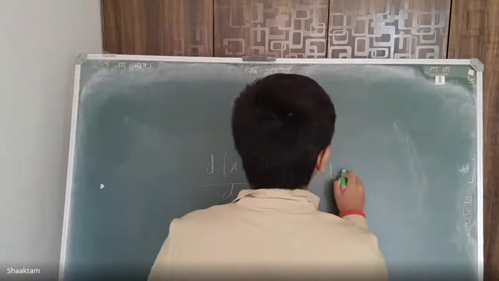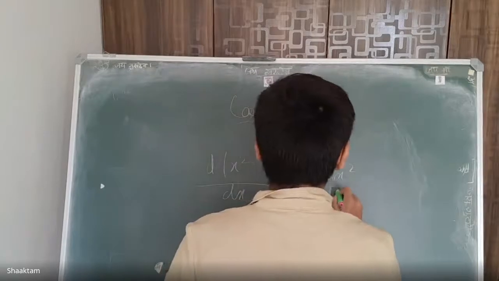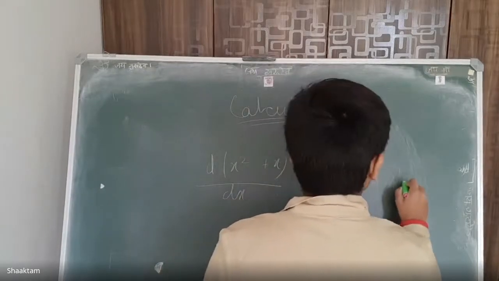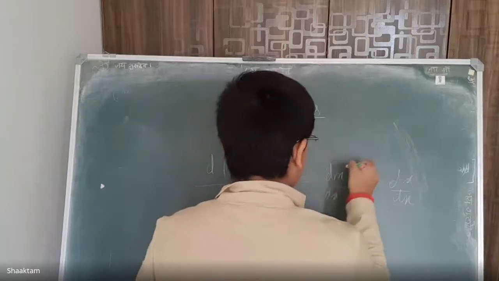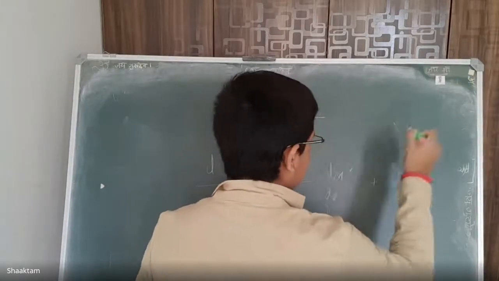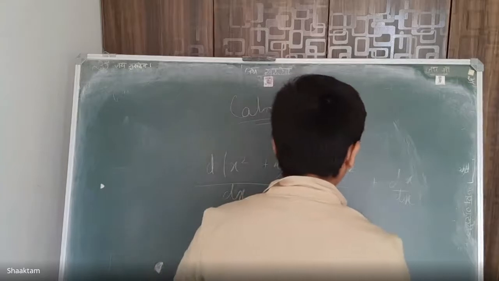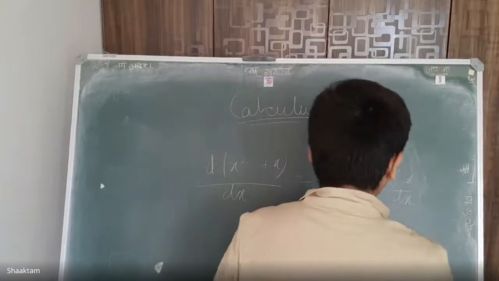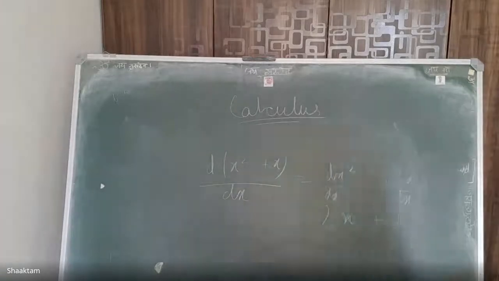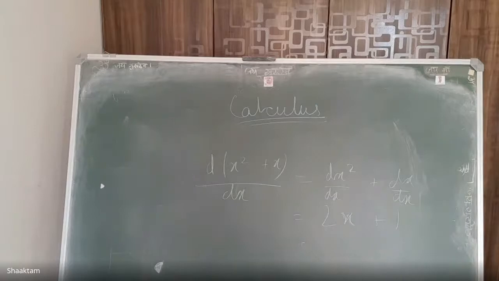So here also simply you do dx square by dx plus dx by dx. dx square by dx will be 2 into x raised to 2 minus 1, which is x raised to 1, which is x. And dx by dx is 1. So 2x plus 1. So that was for this one.